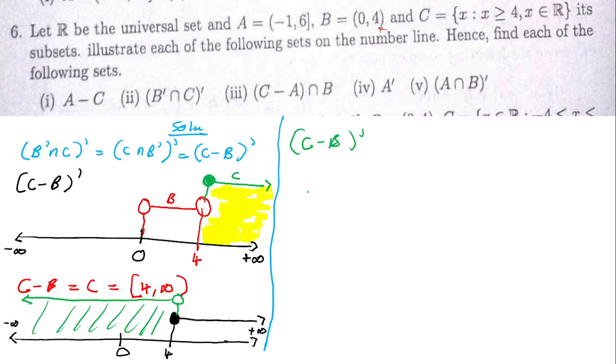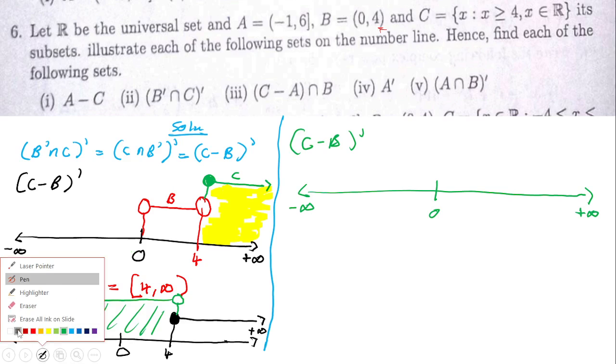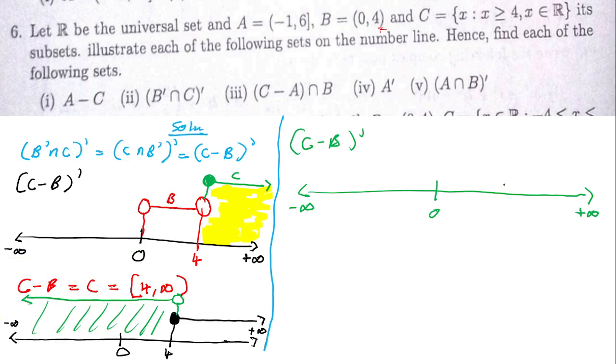It is a set whereby I have the universal set going this side and that side, negative infinity, positive infinity, and then I have a 0 as my demarcation there. And then what I've observed is that I'm going to have a 4 which is going to be here, and then this 4 is not part of the set, like that, and then it will surely just go this side.